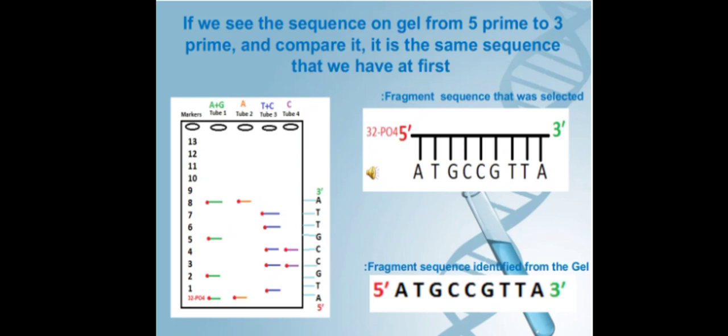According to the Watson and Crick model, adenine will always pair with thymine, and thymine will always pair with adenine. Cytosine will always pair with guanine, and guanine will always pair with cytosine. So the complementary strand will be thymine, adenine, cytosine, guanine, cytosine, adenine, thymine. If you see the sequence on the gel from 5' to 3' and compare it, it is the same sequence that we had at first, the fragment sequence that was selected, and the fragment sequence identified from the gel.